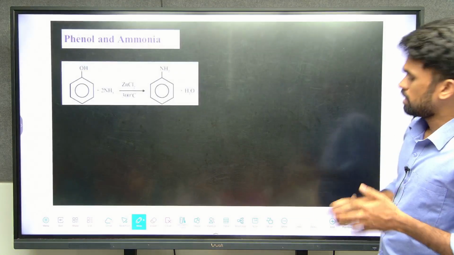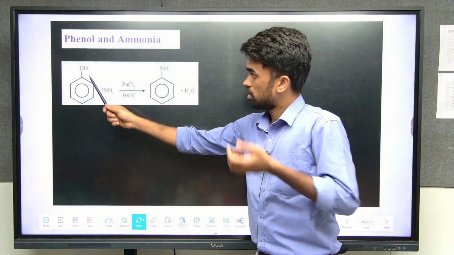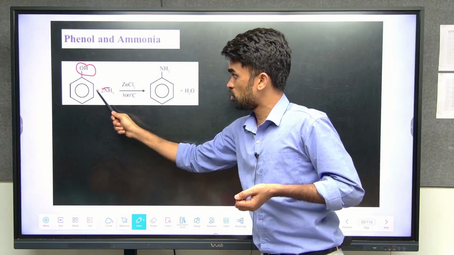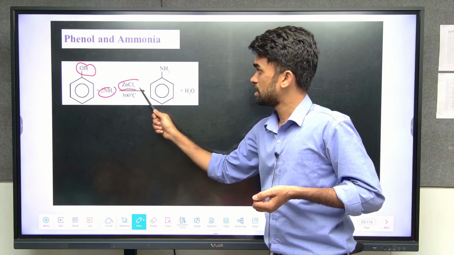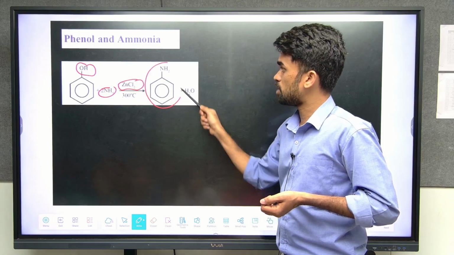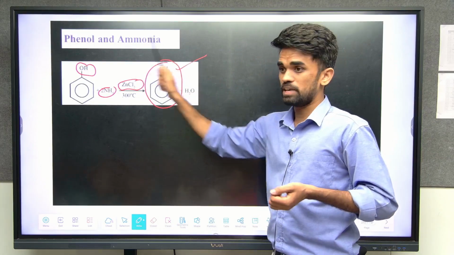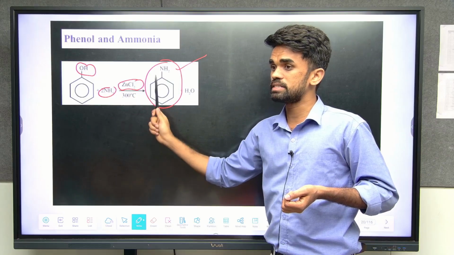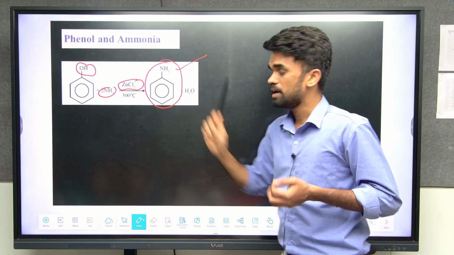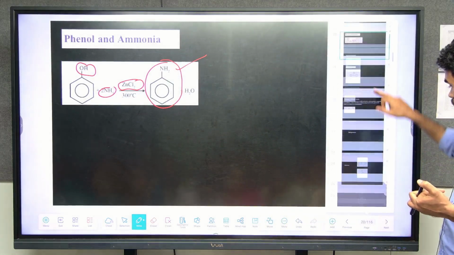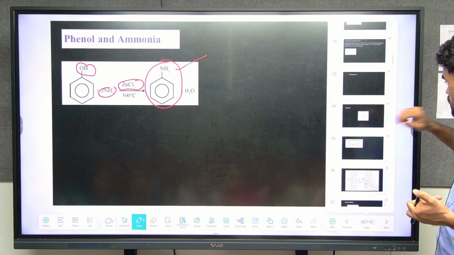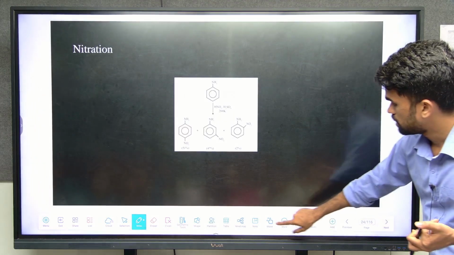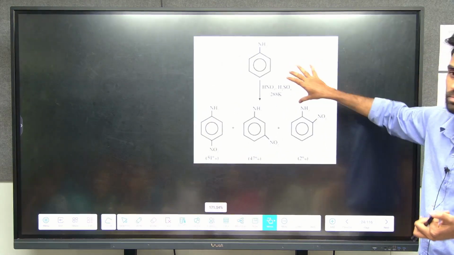Okay, see, phenol, upon treating with ammonia in the presence of what? ZnCl2. So what is the product formed here? Aniline. Once again, phenol with ammonia and ZnCl2. What is the product formed? Aniline. Okay.